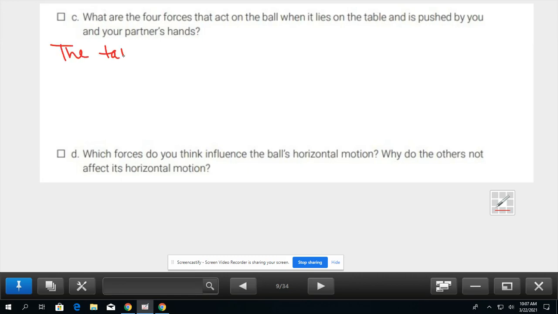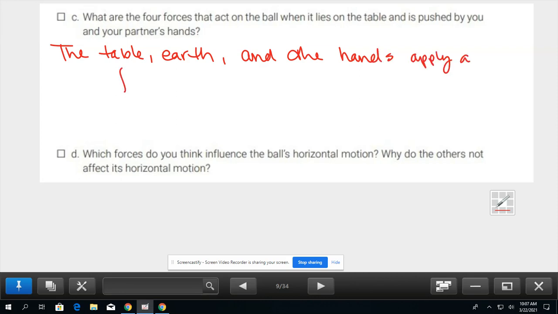The table, Earth, and the hands apply a force to the ball.